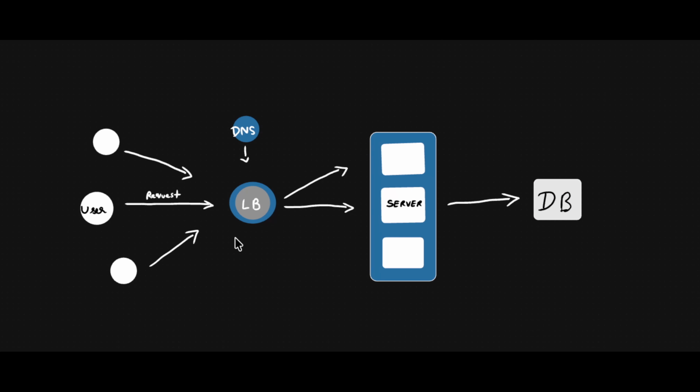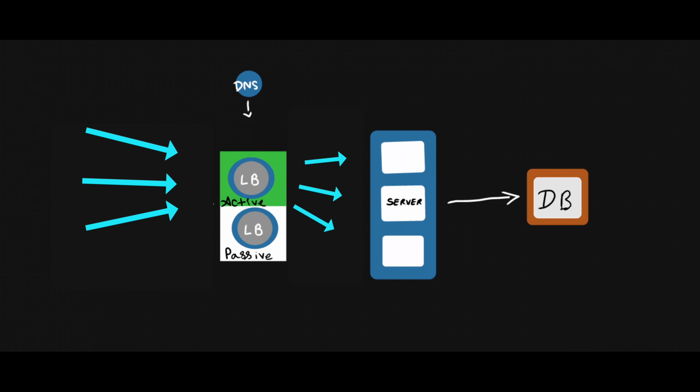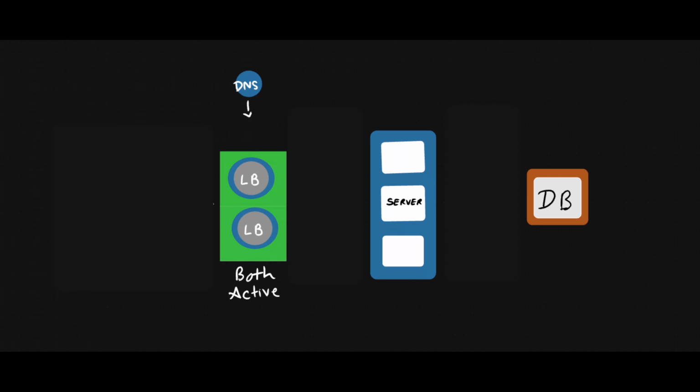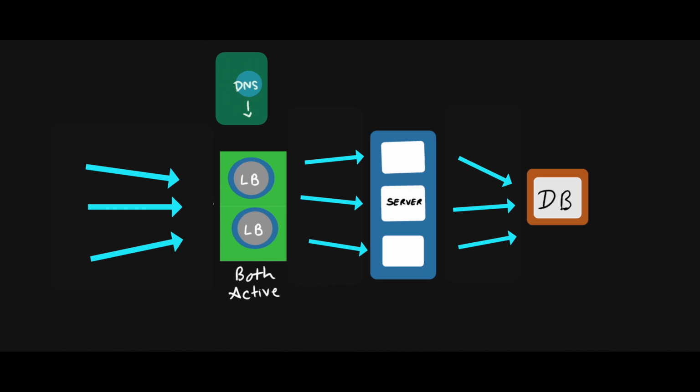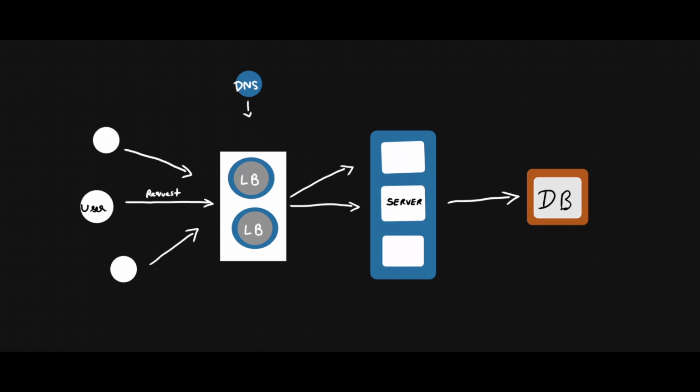So what if the load balancer itself becomes a bottleneck? Just like before, we scale. We can add multiple load balancers. There are different ways to do this. In an active-passive setup, one load balancer handles traffic, the other stays on standby, ready to take over if the primary fails. In an active-active setup, multiple load balancers handle traffic at the same time, often distributed using DNS. We'll go deeper into these setups in a separate video.